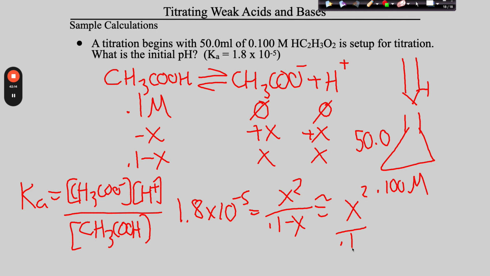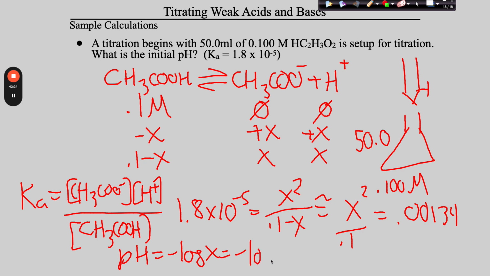So guys, the molarity is 0.00134. pH is equal to the negative log of x, which is equal to the negative log of 0.00134. Did any of you happen to remember the molarity or the pH? Oh, I thought it was going to be 4.7. Never mind. 2.87.